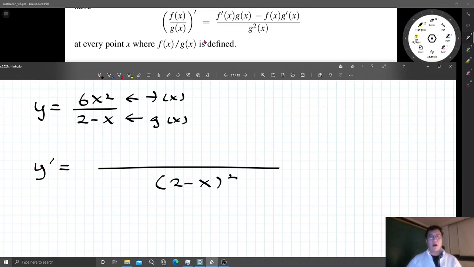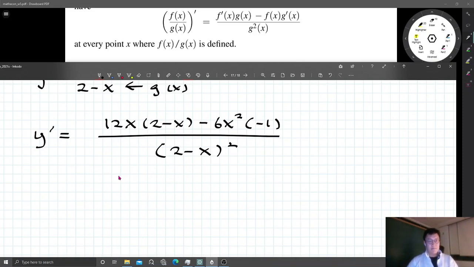Okay? And on the top, we first write the derivative of the top. So the derivative of f of x, that is 12x. Okay? And then we multiply by g of x, so the bottom, 2 minus x. And we subtract away this quantity. So now the top f of x, so 6x squared, and then multiply by the derivative of the bottom. The derivative of 2 minus x is negative 1. The constant 2 by the constant rule goes away, and negative x becomes negative 1.